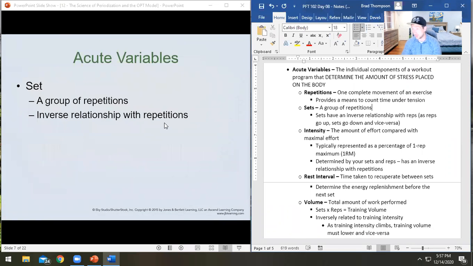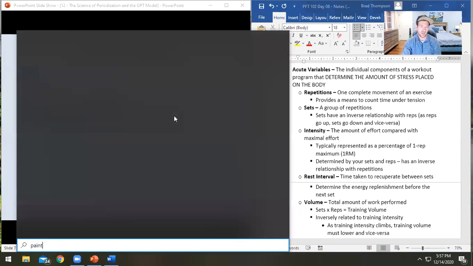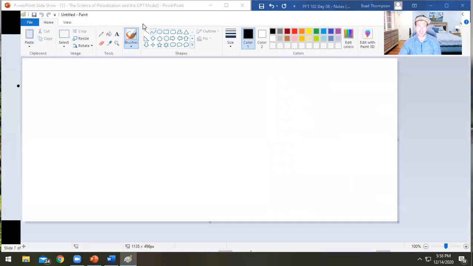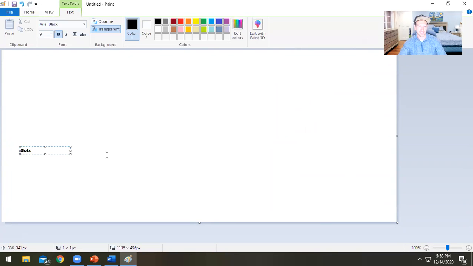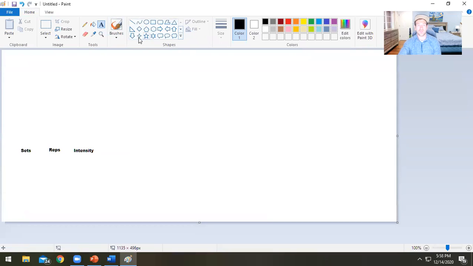Your sets are going to be a grouping of repetitions. So let's say you did 10 repetitions and you did it 4 times, right? Well, then you would be doing 4 sets of 10, which means you're doing a total of 40 repetitions, right? One thing that we need to remember is that sets and repetitions have what we call an inverse relationship, right? I'm never good at drawing charts on the go, but when we look at the idea of sets versus reps versus intensity, these all have a kind of an inverse relationship, right?